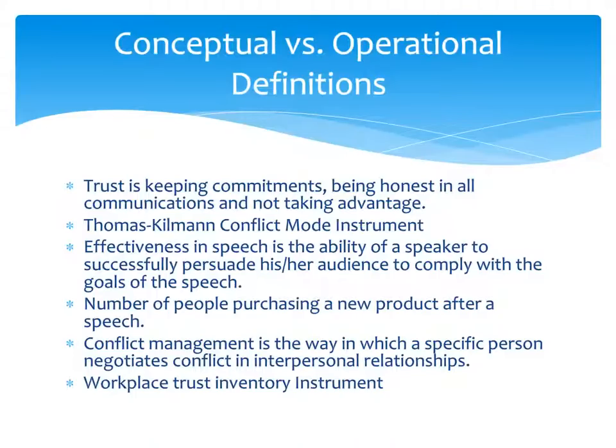All right, our third one. Effectiveness in speech is the ability of a speaker to successfully persuade his or her audience to comply with the goals of the speech. If you're thinking automatically theoretical or conceptual definition, you're right. I would encourage you to stay focused on that bullet point and think about how would we measure that? How would we operationally define this? And if you look down to the next bullet point, you'll see how I came up with an operational definition. The number of people purchasing a new product after a speech. So obviously in this context, the compliance we're after is purchasing a product.